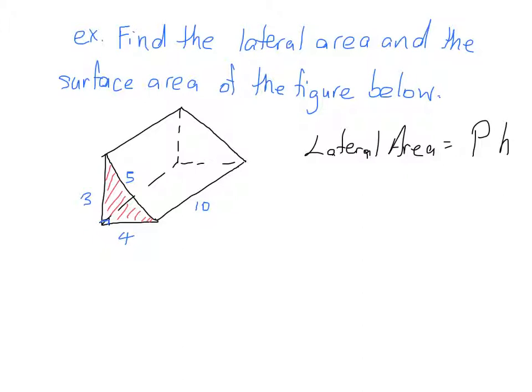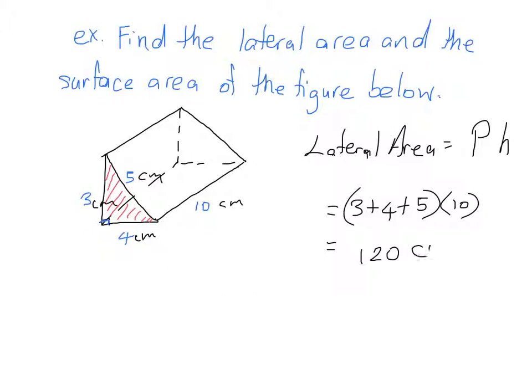So our perimeter would be equal to 3 plus 4 plus 5. And the height of our triangular prism is 10, so we then multiply by 10. And we get that our lateral area is 120 squared units. Let's throw some units on this figure. In this case, it would be centimeters squared.